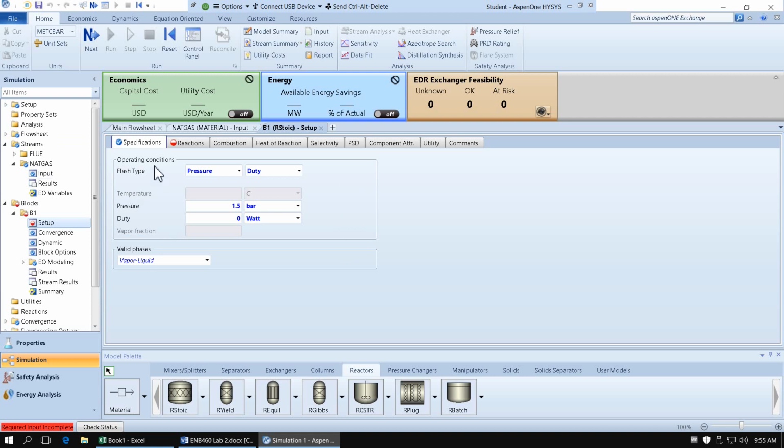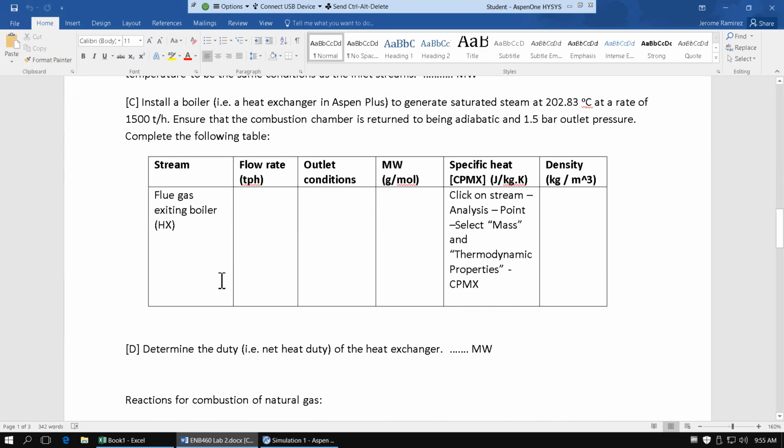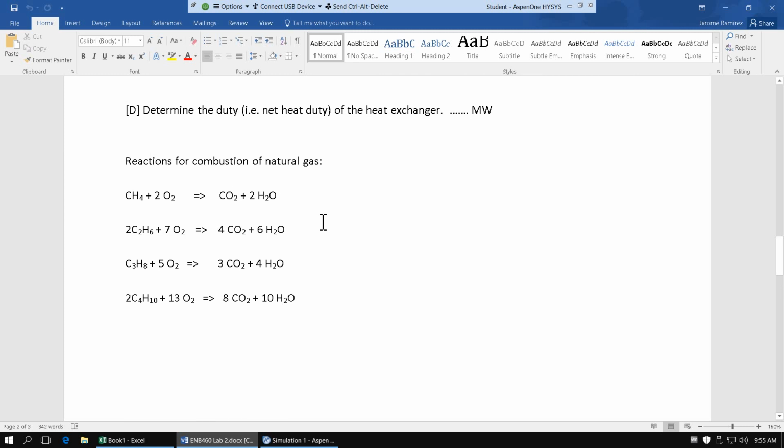So our stoich is 1, which requires us to fill in 2 tabs, one is specification and one is reactions. If you turn to page 2 of your exercise instructions, you can see these reactions. There are 4 reactions for combustion of natural gas, and that's what we put in.